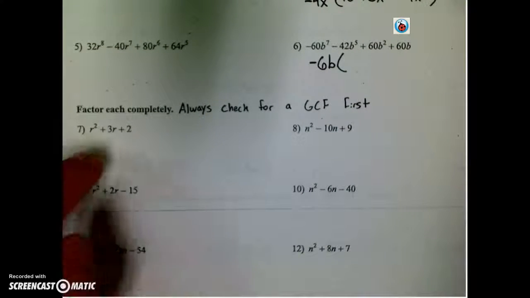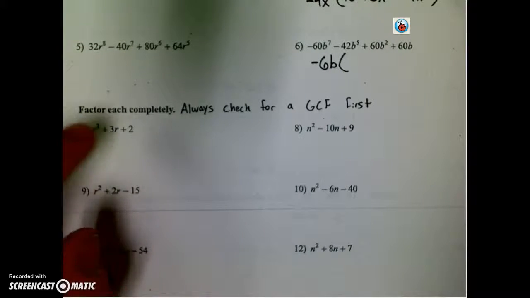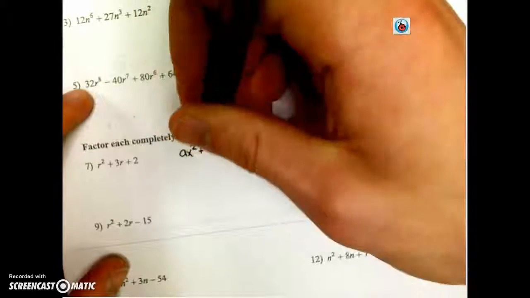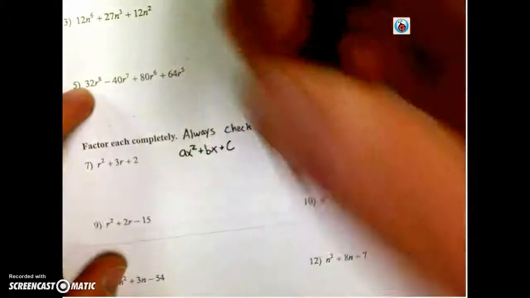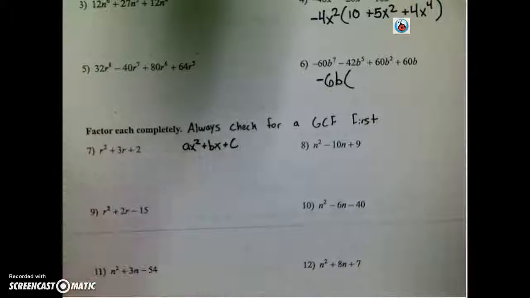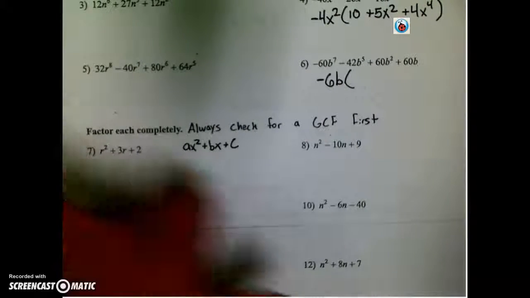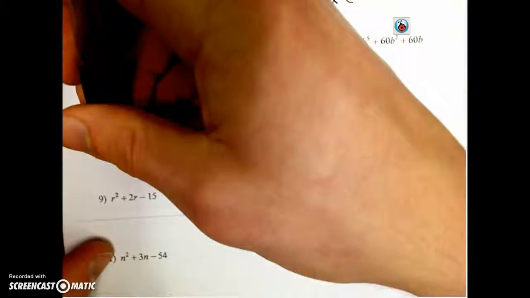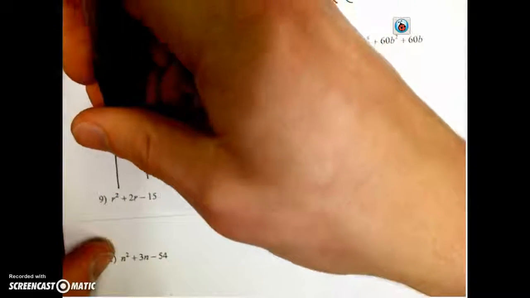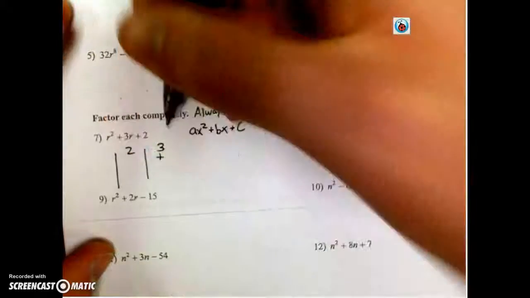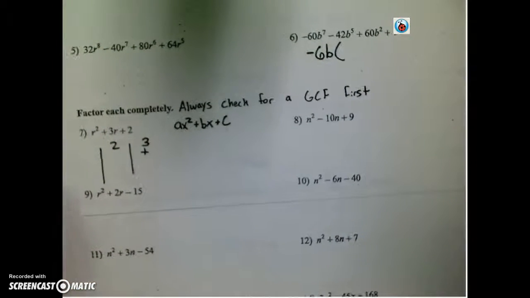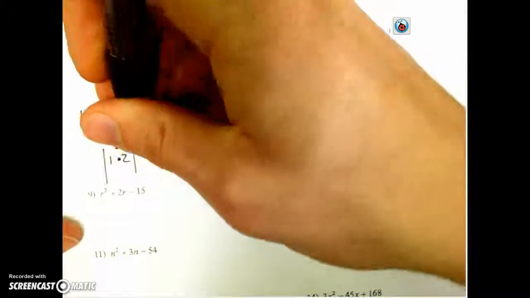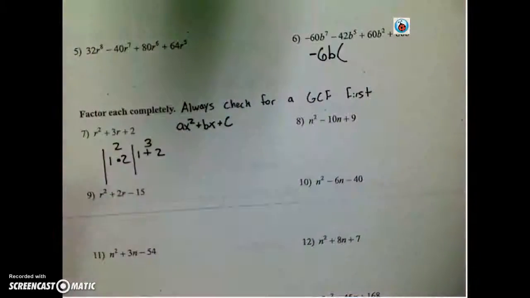So what we're looking at, so when there is no number with our x squared, add to give us b. So what are numbers that multiply together again? 1 times 2 and 1 plus.